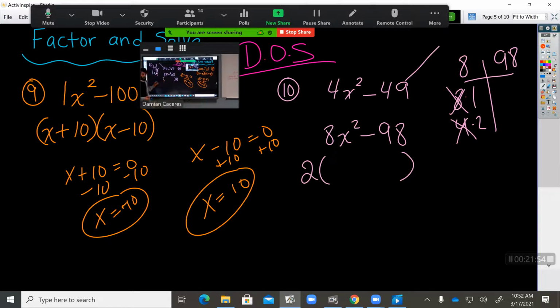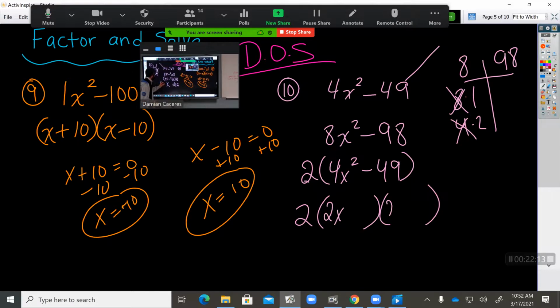Now divide to see what's left in your parentheses. 8x squared divided by 2 is 4x squared. Negative 98 divided by 2 is negative 49. Now what's in the parentheses is a difference of squares. So we're ready to set it up, but don't forget to bring down your 2 on the outside. Now the square root of 4x squared is 2x, so you put 1 on each side.